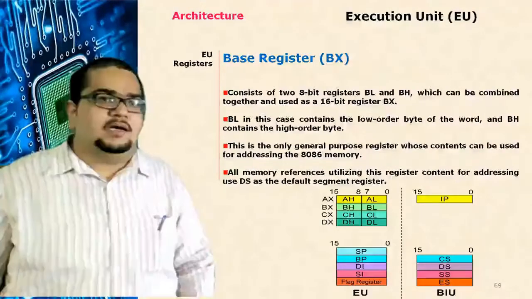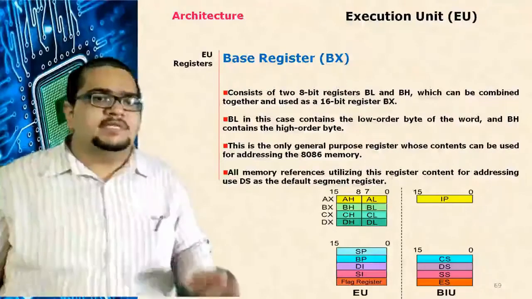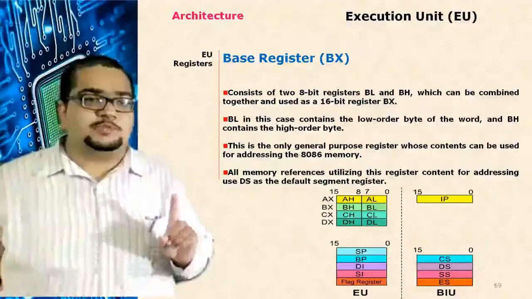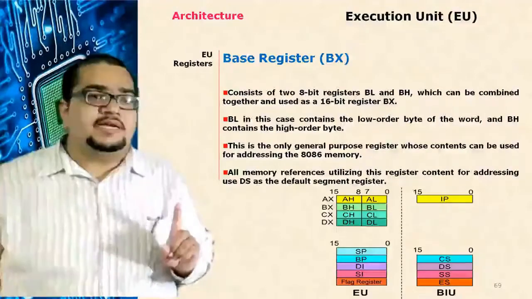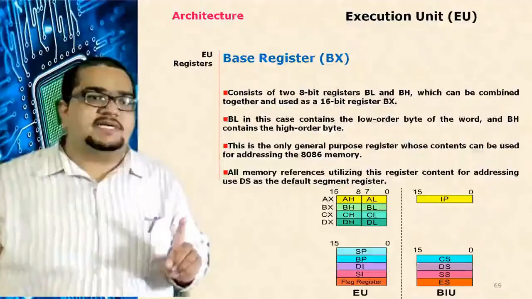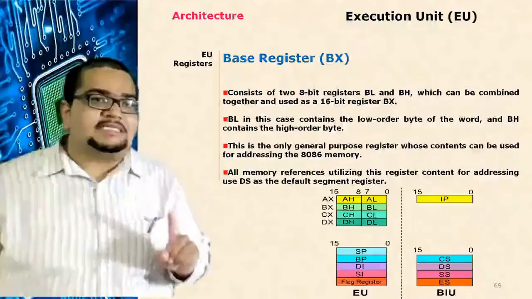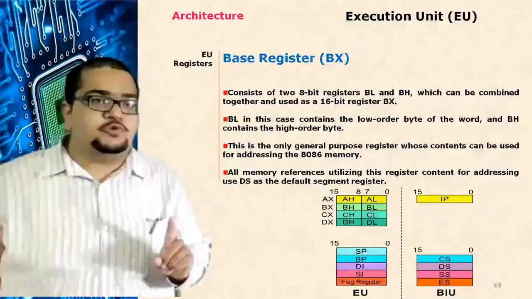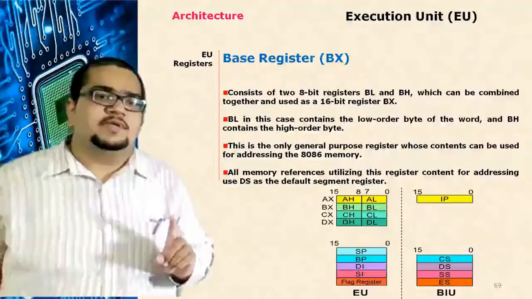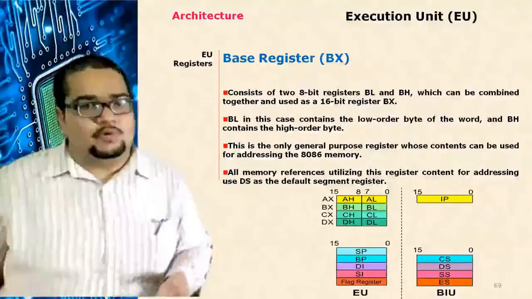Base register is a type of register in which data can be stored normally, as a general purpose register, and the special purpose is in the different types of addressing modes, specifically the based addressing modes. So we have base addressing mode and base index addressing mode. In those cases, this register BX will also be used for holding the offset address of the data. These things will be clear to you when we discuss the addressing modes.